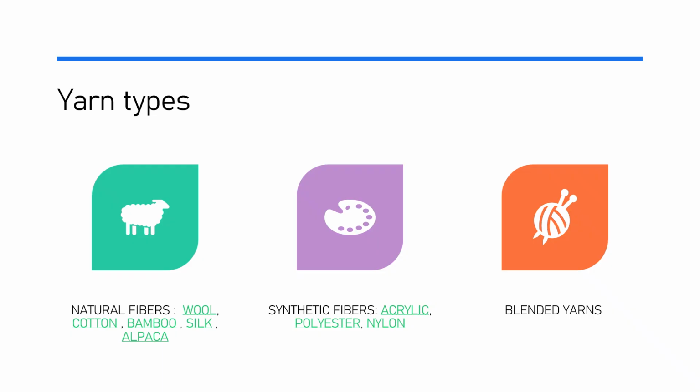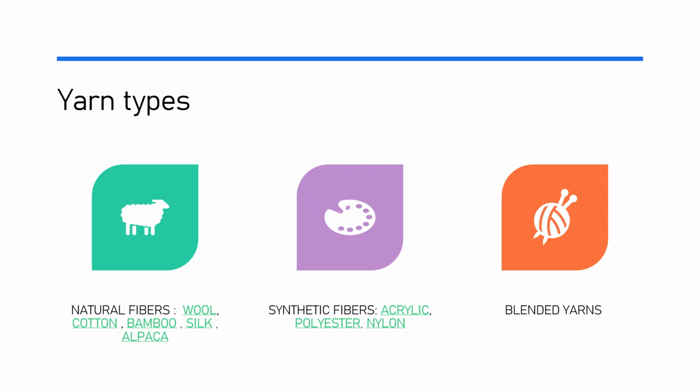Yarn can be broadly classified into three types. They are natural fiber, synthetic fiber and blended yarn. In natural fiber we have two types. They are plant based and animal based. In plant based we have wool, cotton, bamboo and linen. In animal based we have silk and alpaca.